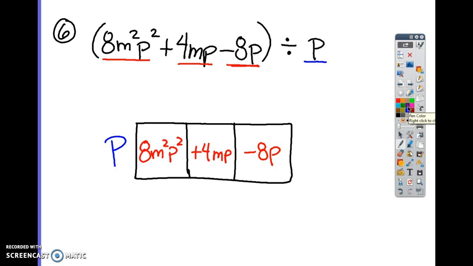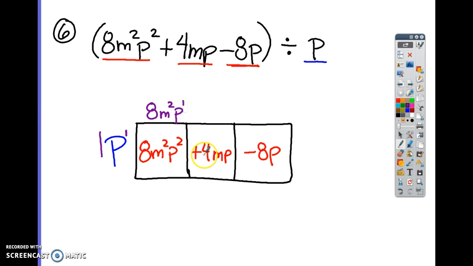So then you start dividing. Well, there's no number on the outside, so that's really like a 1. So if you say 8 divided by 1, that's 8. You have 1p on the outside. You have 2 p's on the inside, so you need 1 more. And you also need m squared. There's no m squared here. There's m squared here, so this should be m squared. And you need 1 more p.